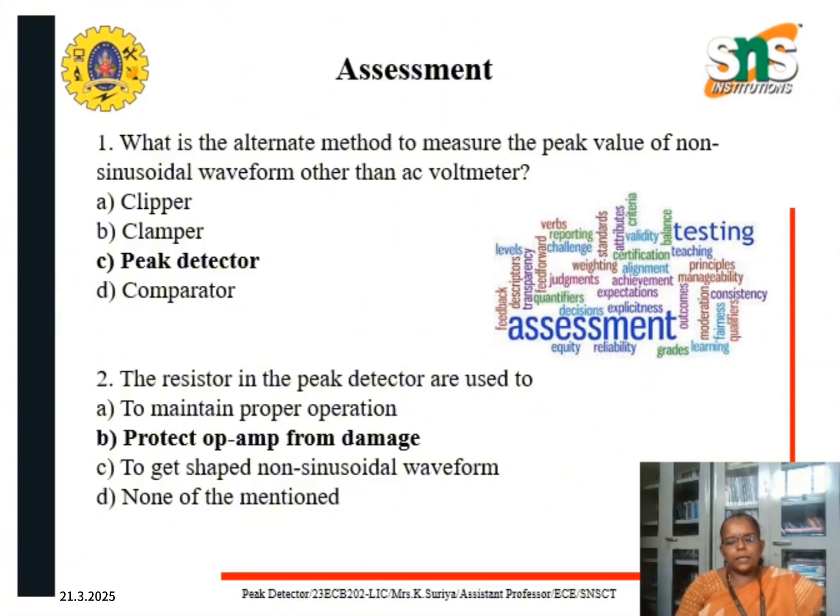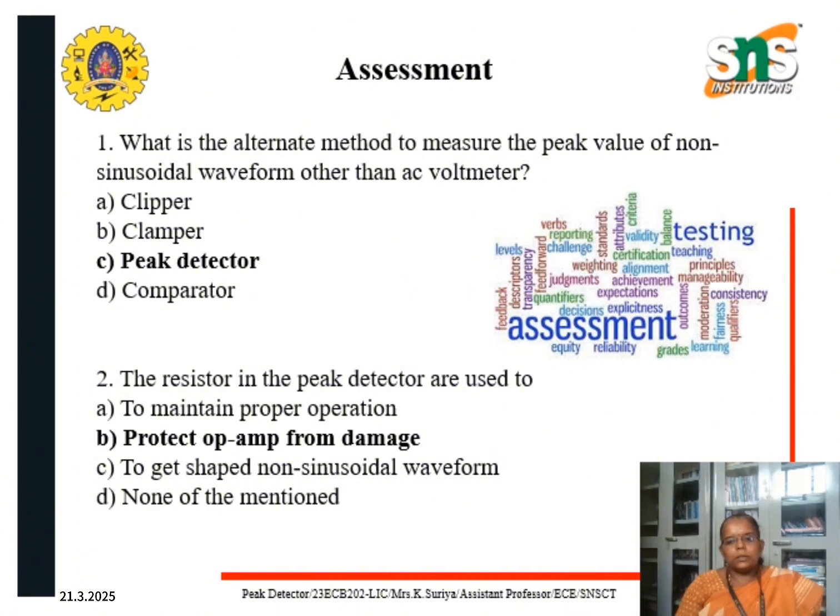Let us take up some assessment questions. What is the alternate method to measure the peak value of a non-sinusoidal waveform other than an AC voltmeter? The options are clipper, clamper, peak detector, and comparator. Yes, the answer is peak detector.